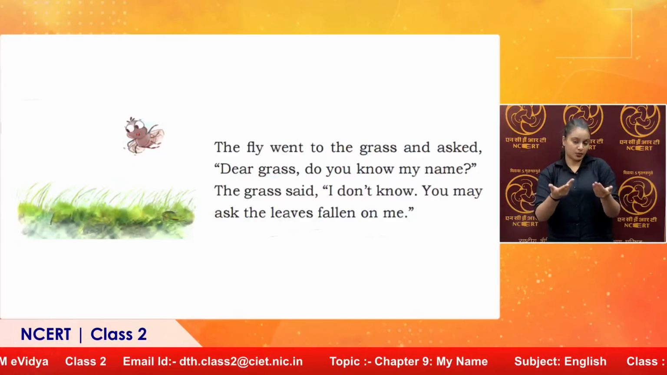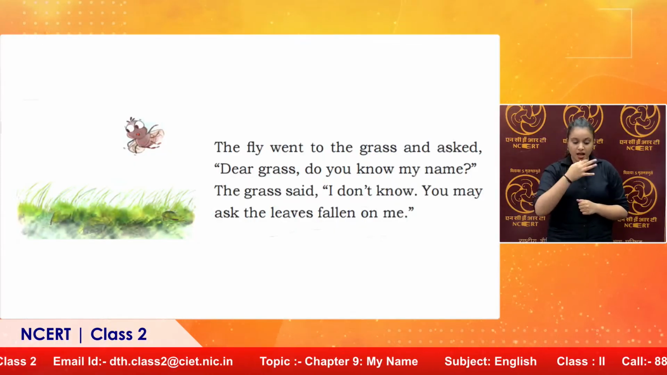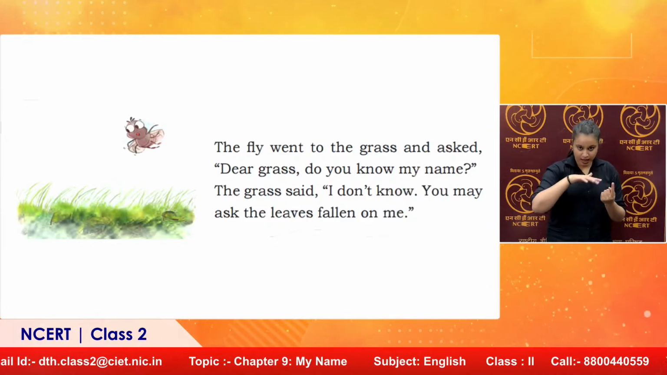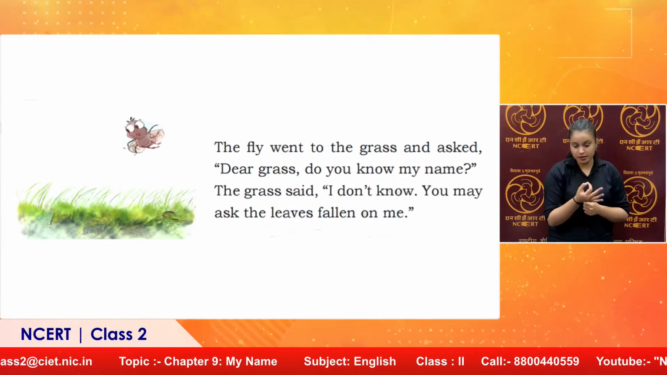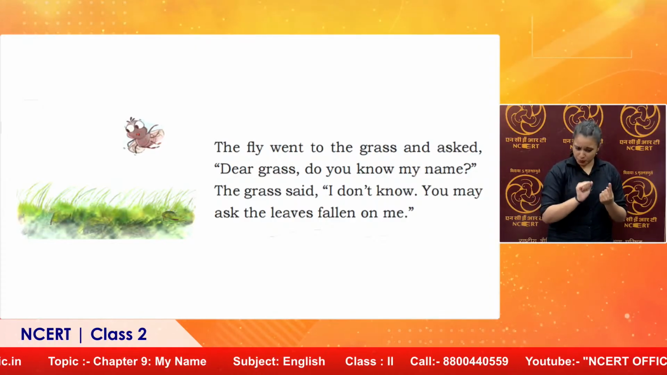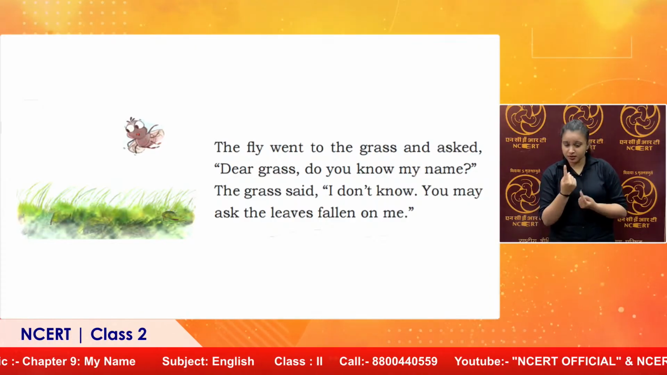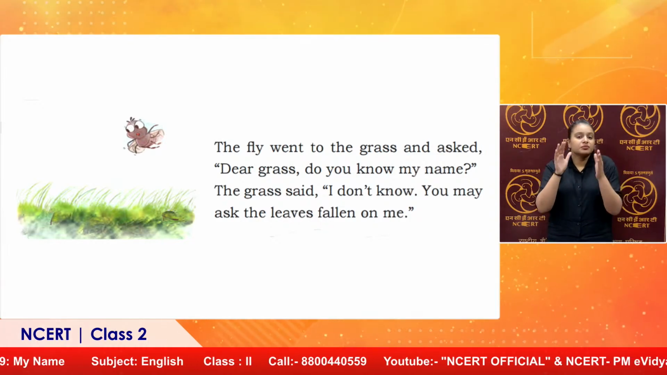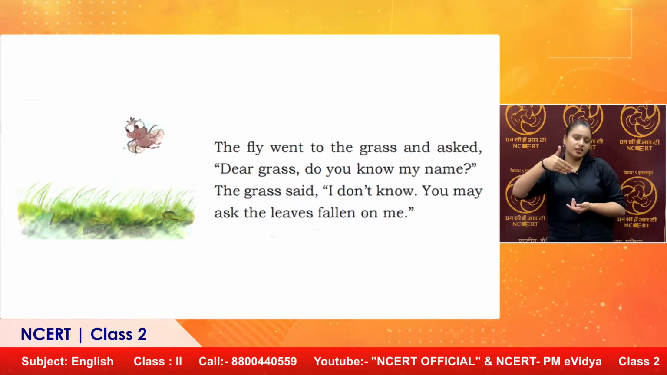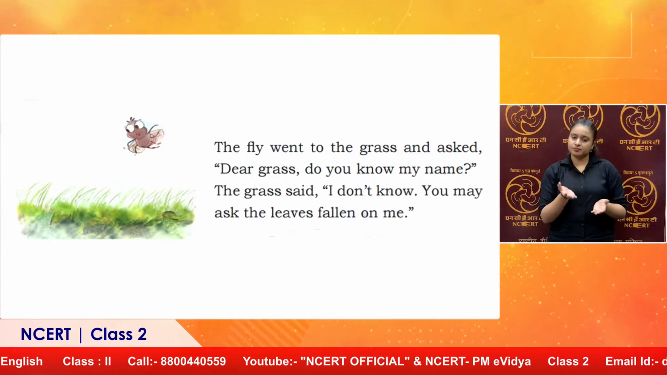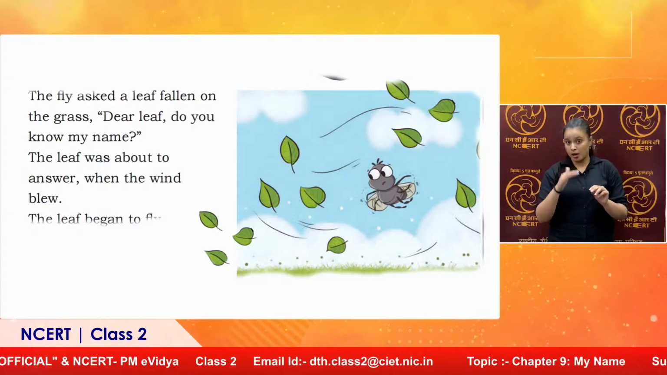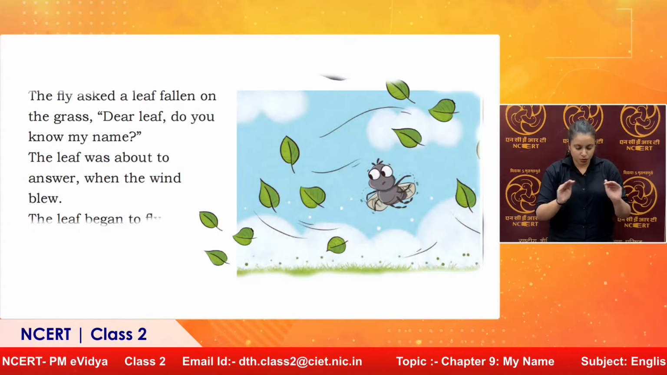So now the fly is going to ask the grass that the cow eats. The fly went to the grass and asked, "Dear grass, do you know my name?" And the grass said, "Oh, I don't know. You may ask the leaves fallen on me." So even grass doesn't know, and now it is sending the fly to the leaves so that they might tell the fly its name. Let's go to the leaves and find out whether they know the name of the fly. And look children, so many leaves are flying here and there.